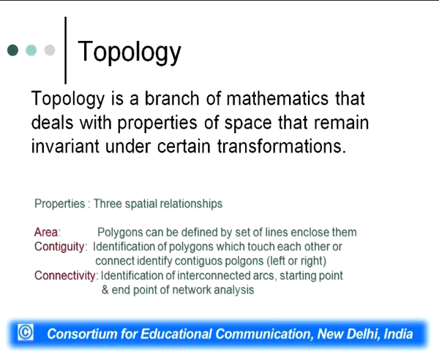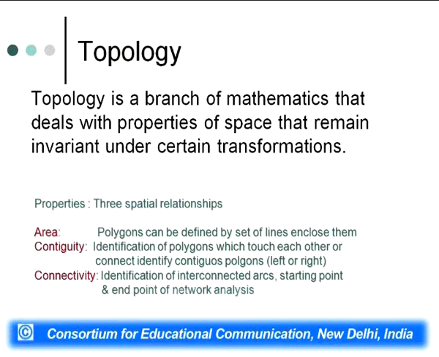Now topology is a branch of mathematics that deals with properties of space that remain invariant under certain transformations. So how do we understand it in layman language? If we draw some sketch on a balloon and we press the balloon or twist the balloon, the drawing that we made on the balloon invariantly remains the same under various transformations. When we press the balloon or twist the balloon, the relationship between those sketches made on the balloon remains the same.